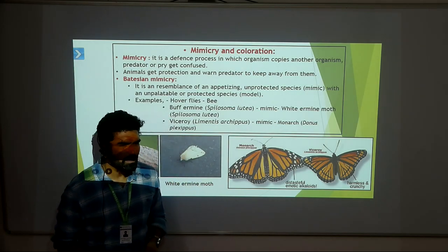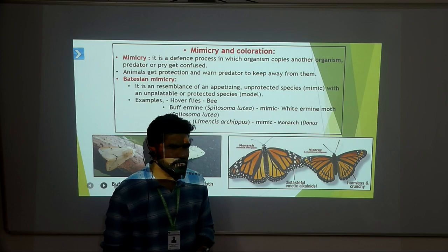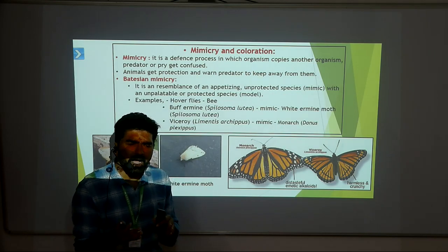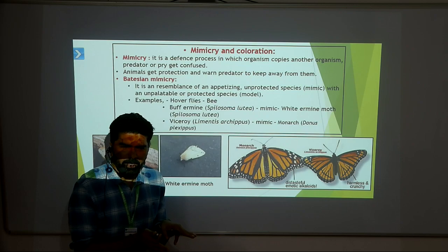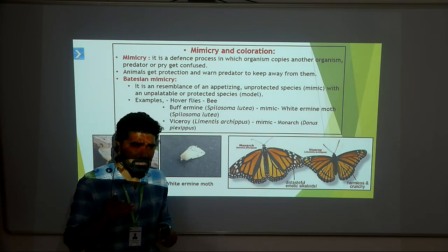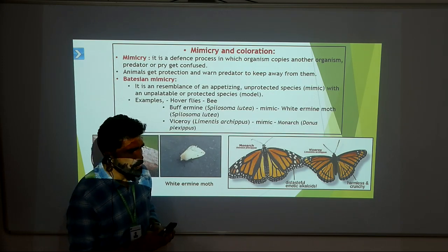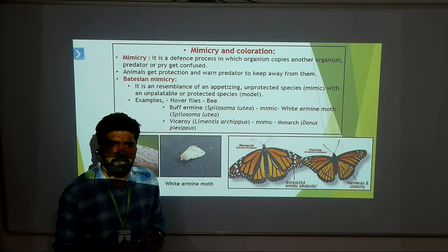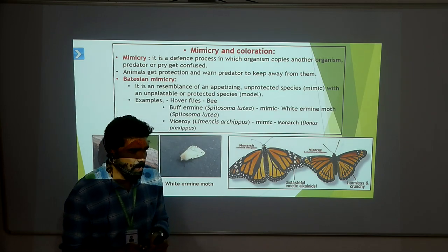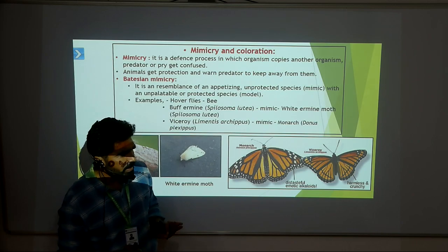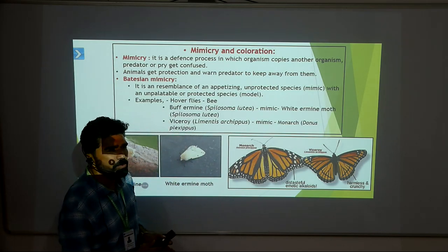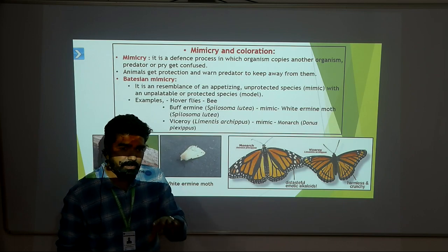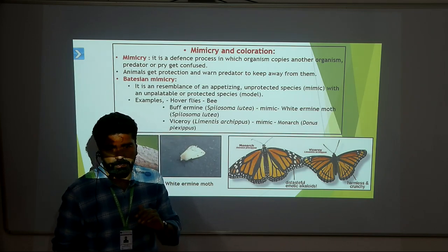Next is mimicry and coloration. Mimicry is a very defensive process. A harmless organism mimics a poisonous organism. The organism copies another organism to protect itself from predators, or so that prey get confused. Animals get protected or warn predators to keep away because they mimic other organisms that are poisonous or are predators.